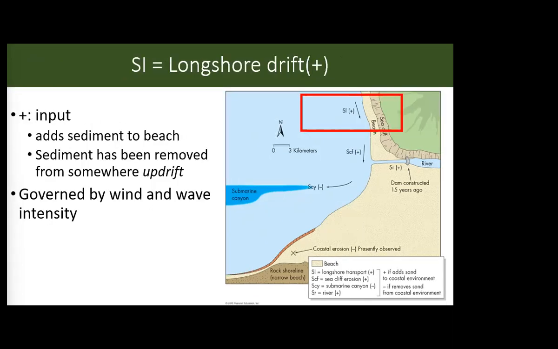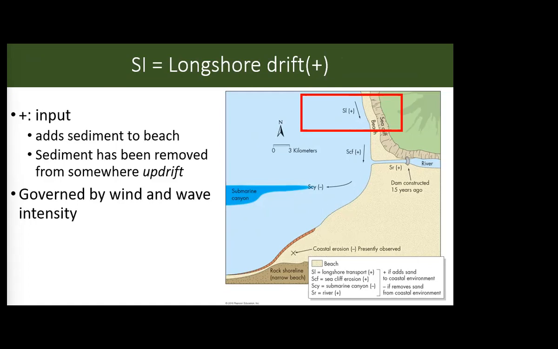So if we look closely at this diagram, in our legend, we have longshore transport, sea cliff erosion, submarine canyons, and rivers. And that's going to be denoting the sediment transport for each of those systems. So let's start with longshore transport, longshore drift. This is an input. It's a positive change in the sediment system. So we're adding sediment to this specific portion of the beach.